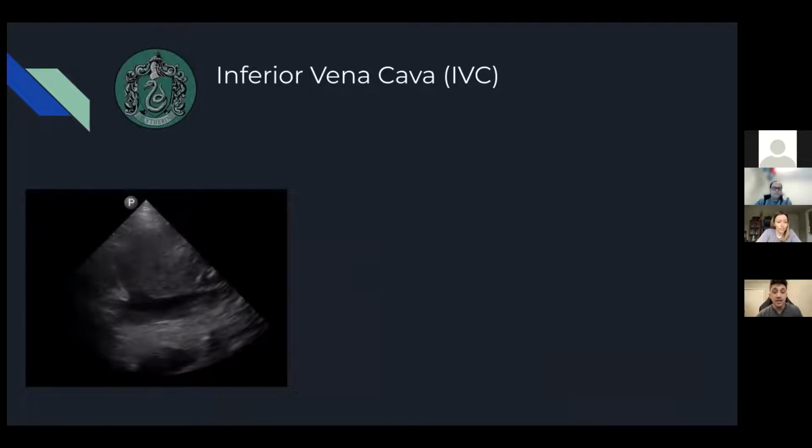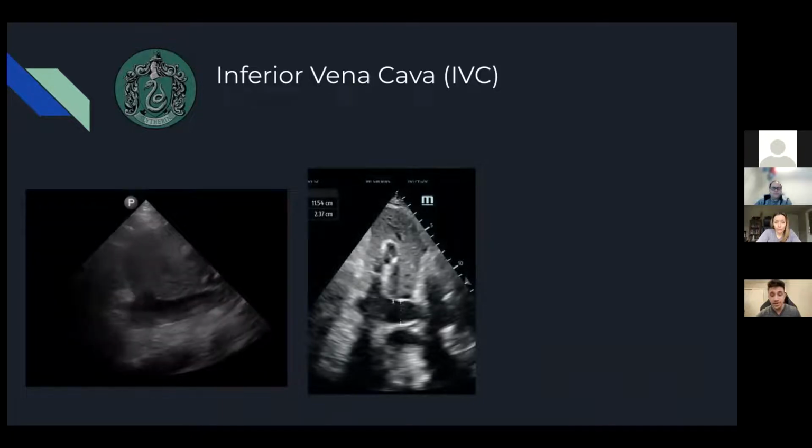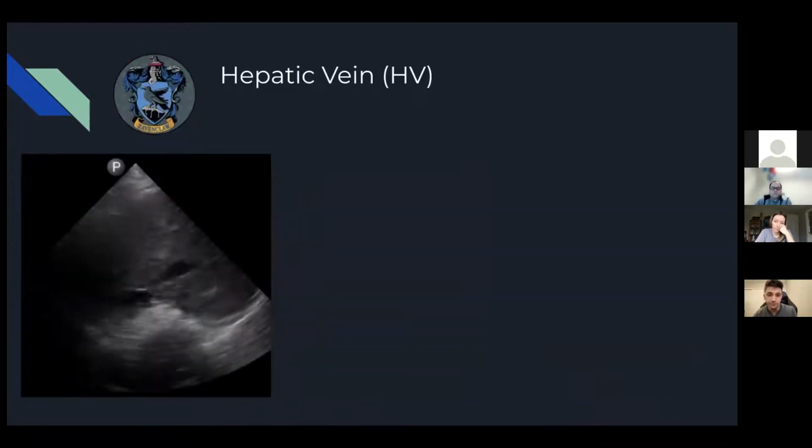So starting with the IVC, we first want to see if we can identify the IVC. We want to get a nice measurement here. So this is a pretty plethoric IVC and it's measured at 2.3 centimeters. That's the first step of our VExUS study. If the IVC is actually smaller than 2 centimeters, we can stop right here because the likelihood of venous congestion down the road is essentially none. But if our IVC is greater than 2 centimeters, then we can go ahead and move forward with the study. The next step is to look at the hepatic vein.